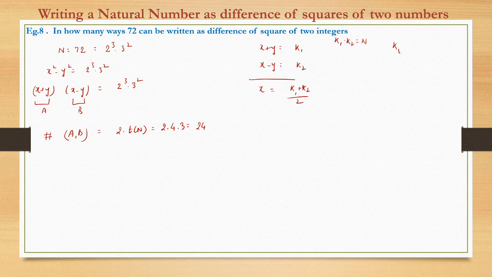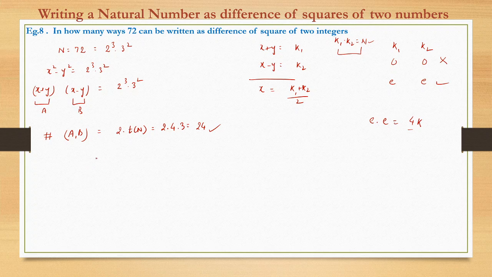For x to have an integral value, either k1 and k2 should both be odd or k1 and k2 should both be even. Odd into odd will not give an even number like 72. So this case is ruled out. Now let's check even into even. Even into even can give an even number, and even into even will always give an even number of the form 4k, which is a multiple of 4. And 72 is a multiple of 4. So this case is feasible, and that is why we can have 24 solutions to this question.